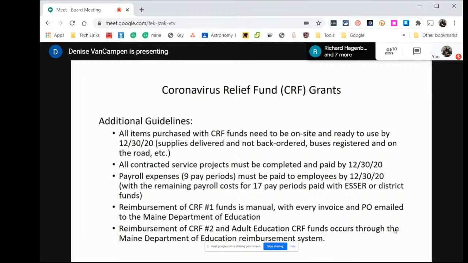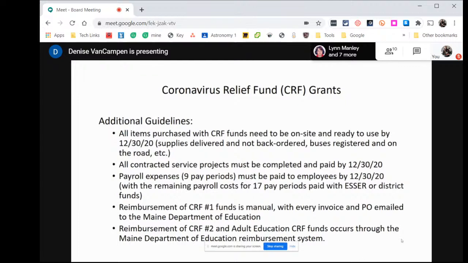Again, contracted service projects. Chris Russo has some technology things that he's working on. Again, the vendors have to be clear about that 12/30 deadline. Payroll expenses: there are 9 pay periods between September and December. So for all of the teachers that we hire, for example, that were not budgeted, the first 9 pays can be covered by the grant. The other 17 have to be covered either by another grant or by local funds.